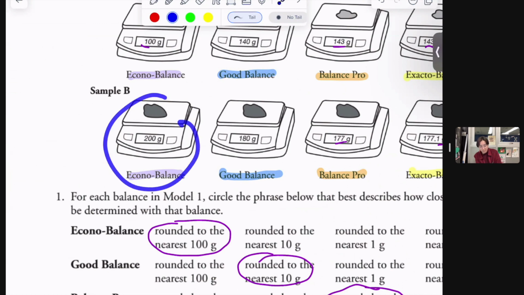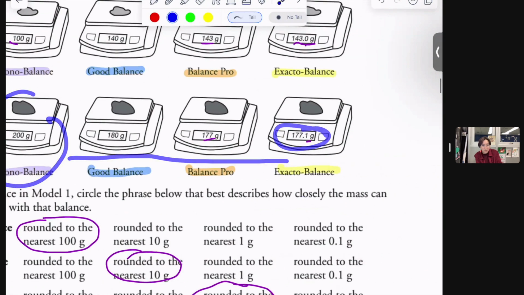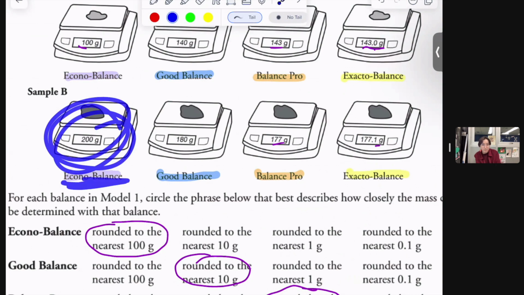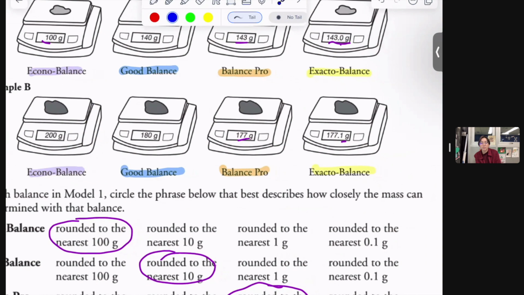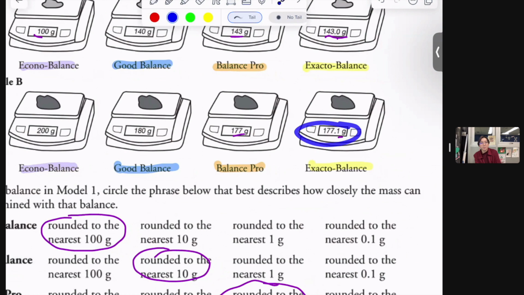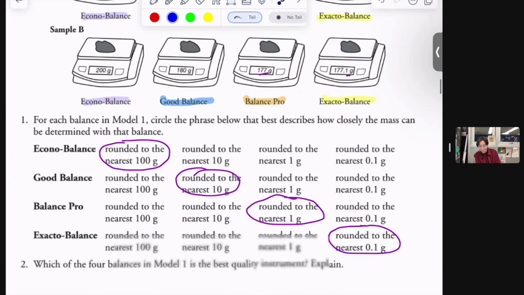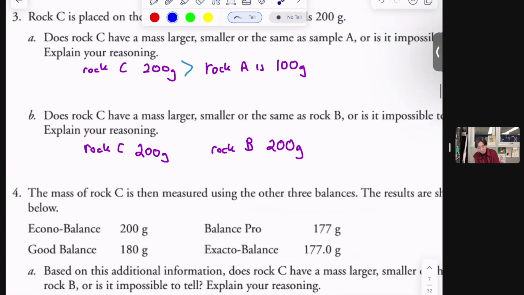Because as we saw with these examples, rock B is actually this many grams. We just weren't able to tell that with this not precise tool. So the same thing could be happening with rock C. We don't really know. If this tool is rounding to the nearest 100, rock C could be 150 grams, or it could be 240 grams, and it would still round to 200. We cannot be sure if they're actually the same, or if they're different, or which one's bigger.